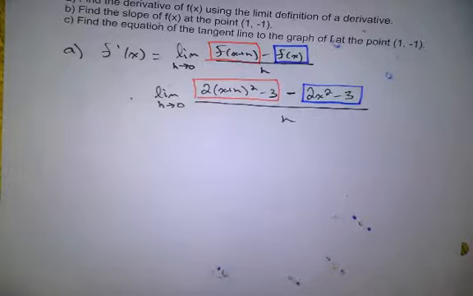Very good, class. You get 0 over 0. That's fantastic. Plug in a 0 on the top, you're going to get 2x squared minus 3 minus 2x squared minus 3, which is 0. All over, we plugged in a 0 for h, 0.